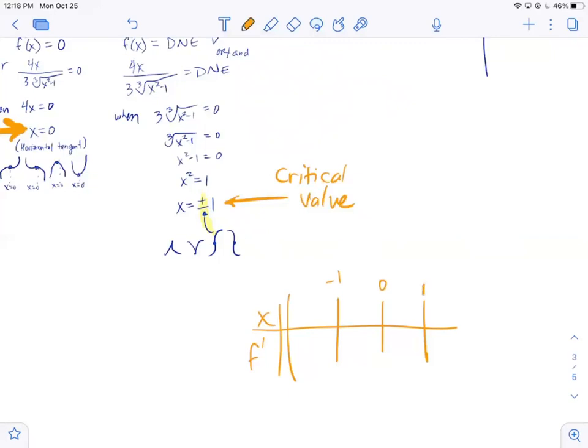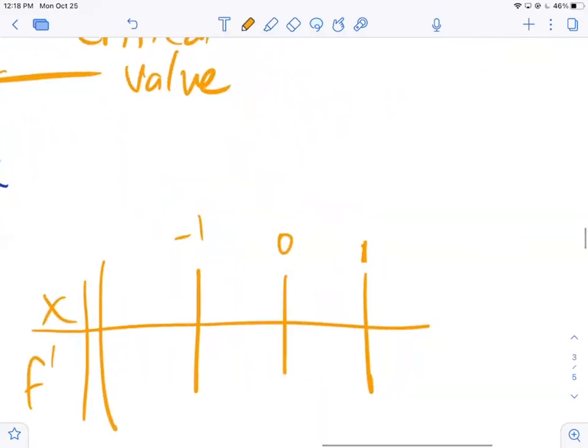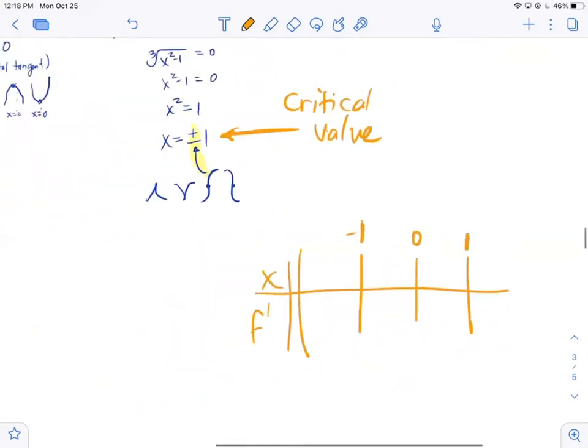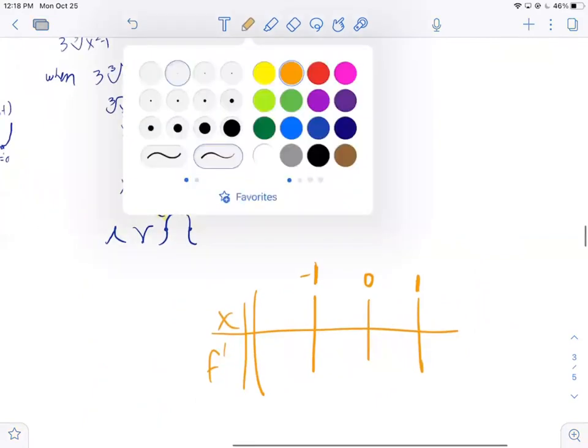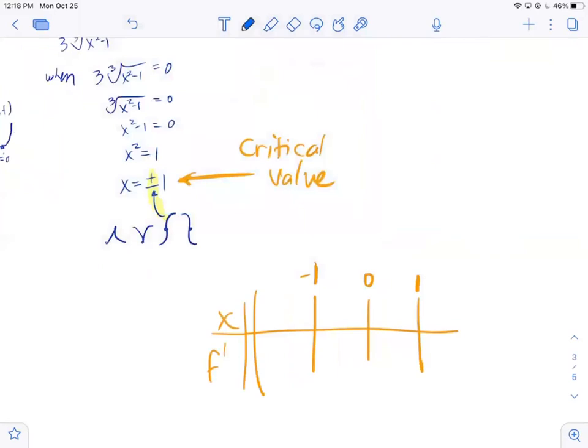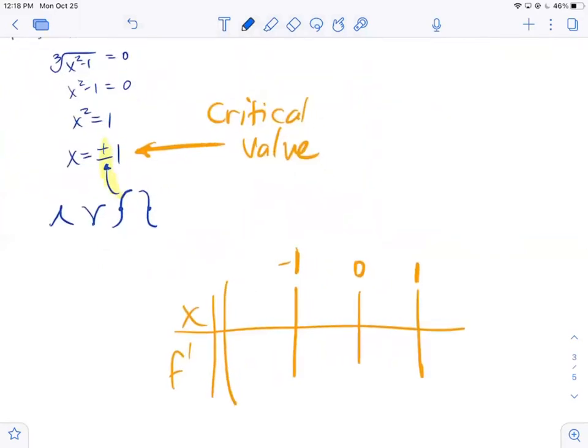Okay, now, here's the cool thing. If those are the only values where the sign of the slope can change, because they're the only ones where it's 0 or undefined, I can choose a test value from anywhere in those intervals. And if I can figure out the sign of f prime, I'll know if it's increasing or decreasing. So pick a number to the left of -1. -2. Pick a number between -1 and 0.